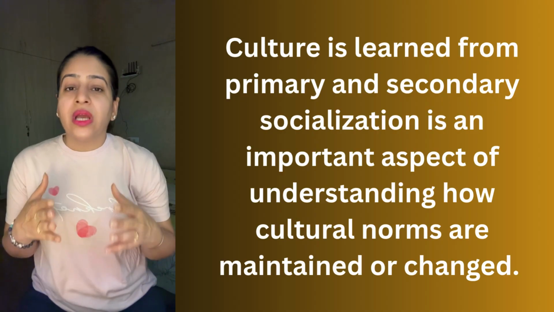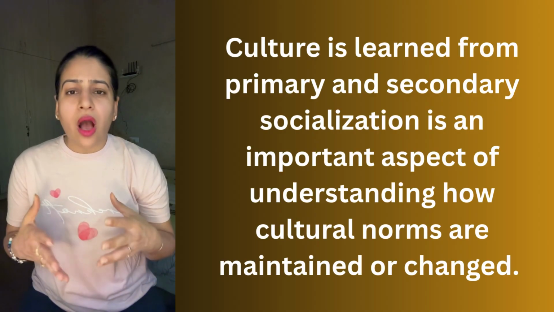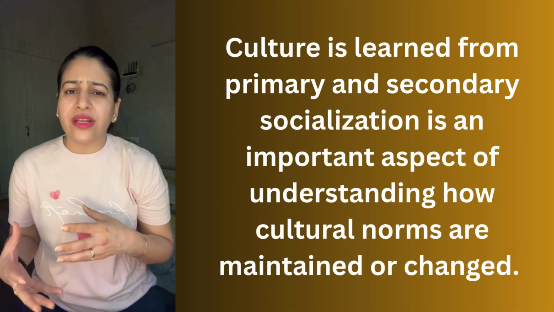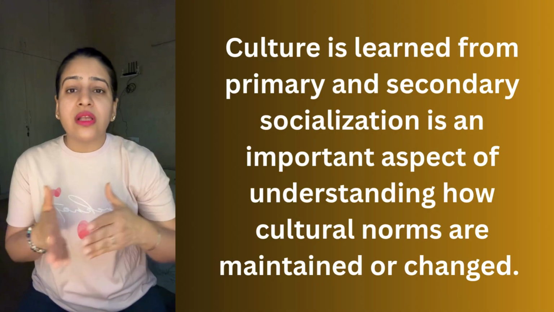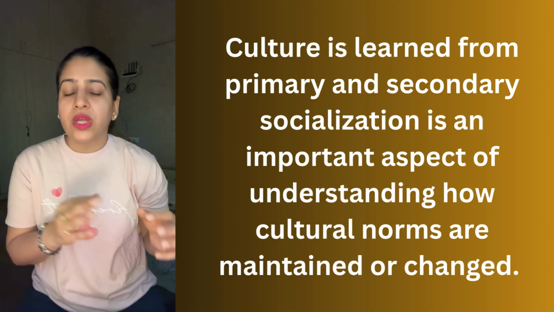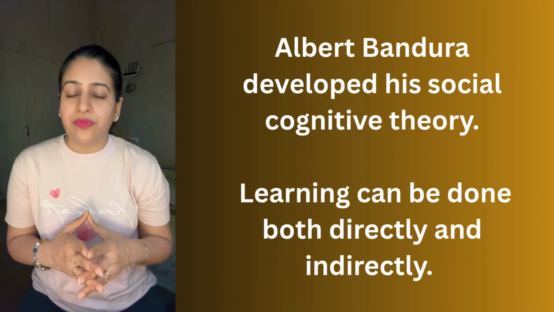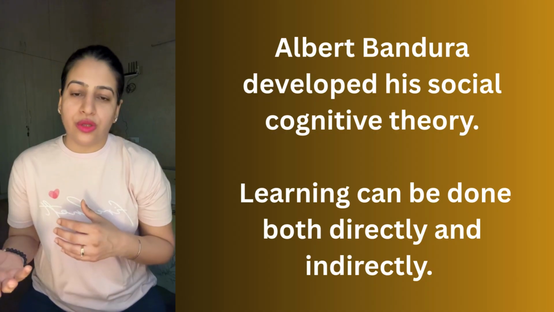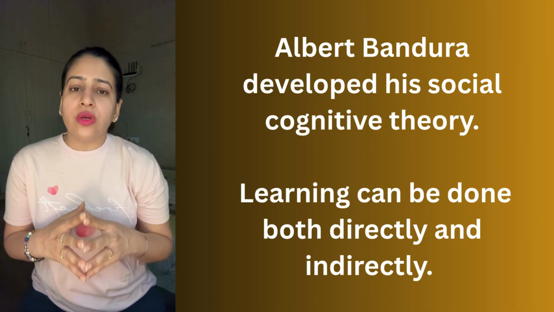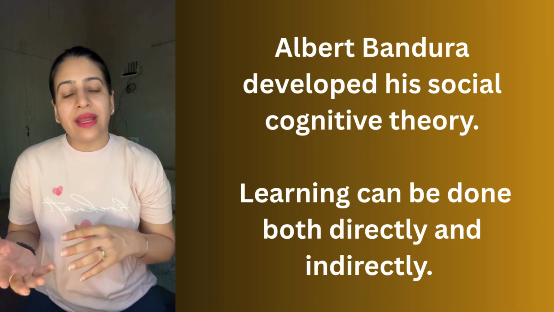or changed. Now the next step is to examine how these norms, behaviors, attitudes, and identities are transmitted between group members. To this end, Albert Bandura developed his social cognitive theory. Earlier it was known as social learning theory. Now, according to him, learning can be done both directly and indirectly.